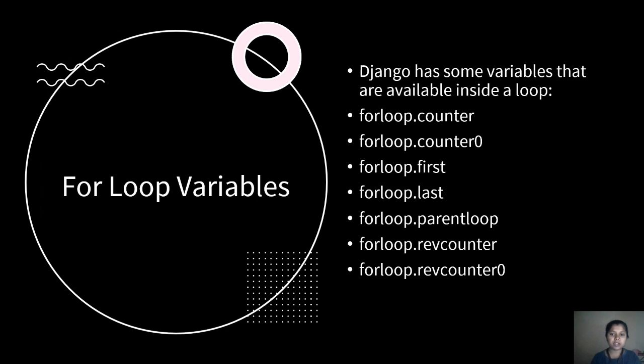Next is for loop variables. In Django, we have some variables that are available inside a loop that we can use inside the for loop. So some of those are forloop.counter, forloop.first, forloop.last, forloop.parentloop, forloop.revcounter, forloop.revcounter0. In this, we will look into forloop.counter, forloop.first and forloop.last.